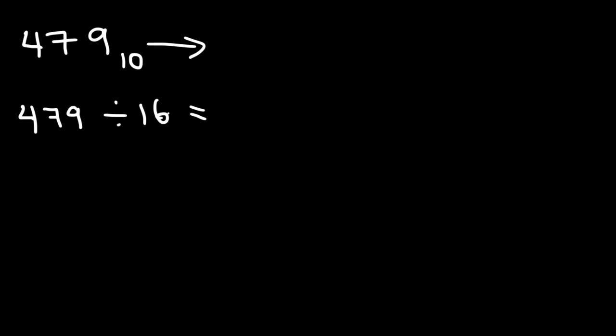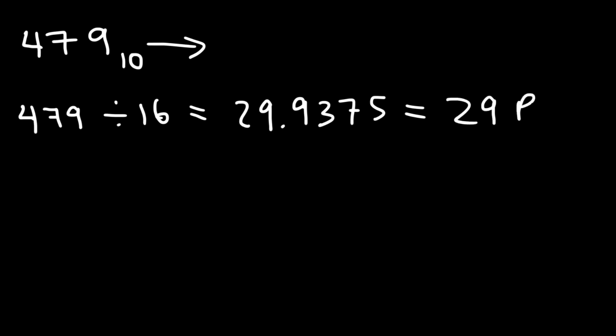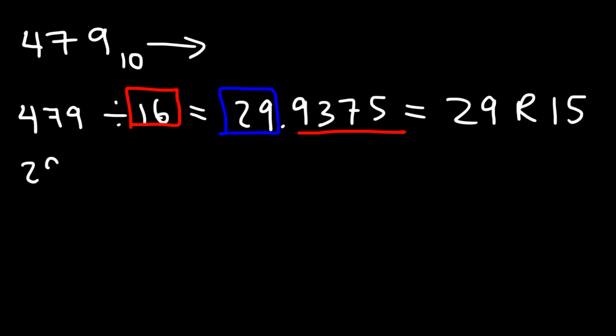479 divided by 16 is 29.9375. So here we have an integer of 29, and then we need to find the remainder. To find the remainder, multiply 16 by 0.9375. So 16 times 0.9375, that will give you a remainder of 15. Then you start with this number, 29, and divide that by 16. So let's move on to the next row.